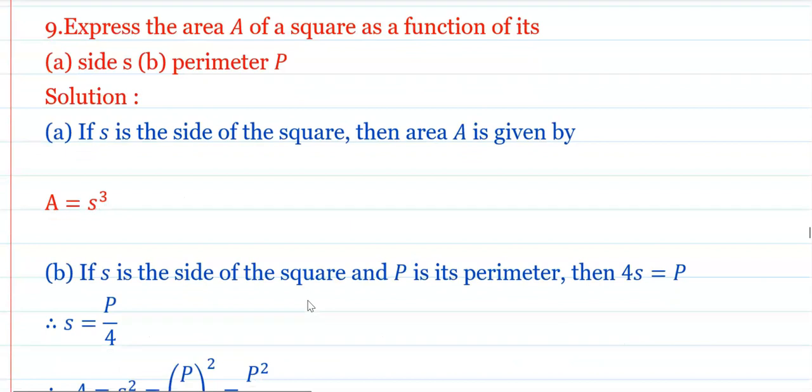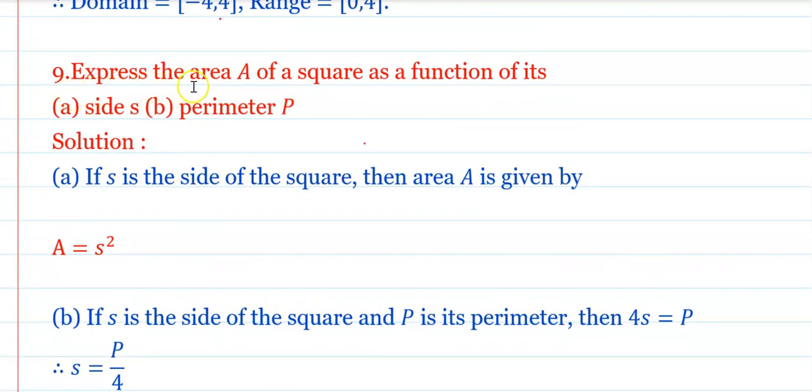Okay, now we'll take question number 9. Express the area capital A of a square as a function of its side and the perimeter. Okay, the solution: if S is the side of the square, then the area is given by area of the square is equals to side square, and therefore A is equals to S square.